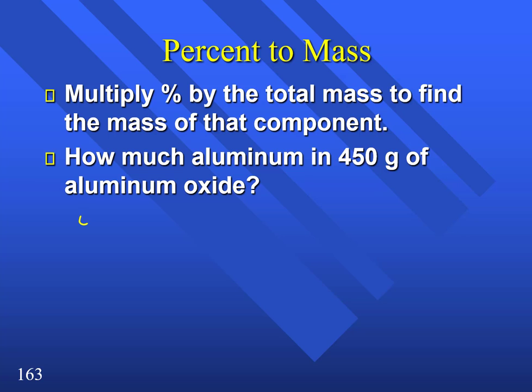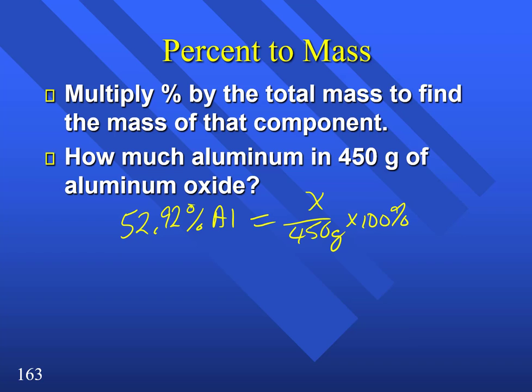Well, this is easier because we've already done the hard work. We already figured out the percentages. So I know it is 52.92% aluminum, right? Equals X over 450 grams times 100%. That's how the problem is really set up. How do we usually use it? We usually move the decimal place over twice and then multiply by the total, which is what this math tells you to do. Move the decimal place over twice, divide both sides by 100.